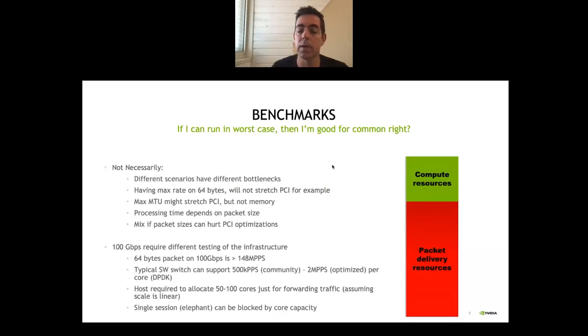And this means that if you're running software, you're going to have to allocate 50 to 100 cores if you want to support 64 bytes, right? And obviously, you're not going to do that. So you're testing a scenario that is not your common use case, and you're not seeing what's going to happen in your system.